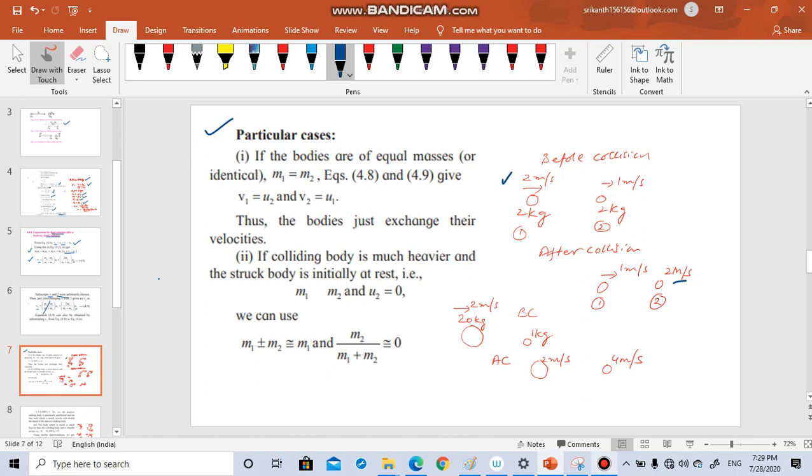This is with the help of a picture I am telling you. It is very easy to remember the picture. It is a very important point from the JEE point of view. You should remember this result: two bodies are there, both of equal masses, like this. So the speeds will be interchanged. They will exchange their velocities.